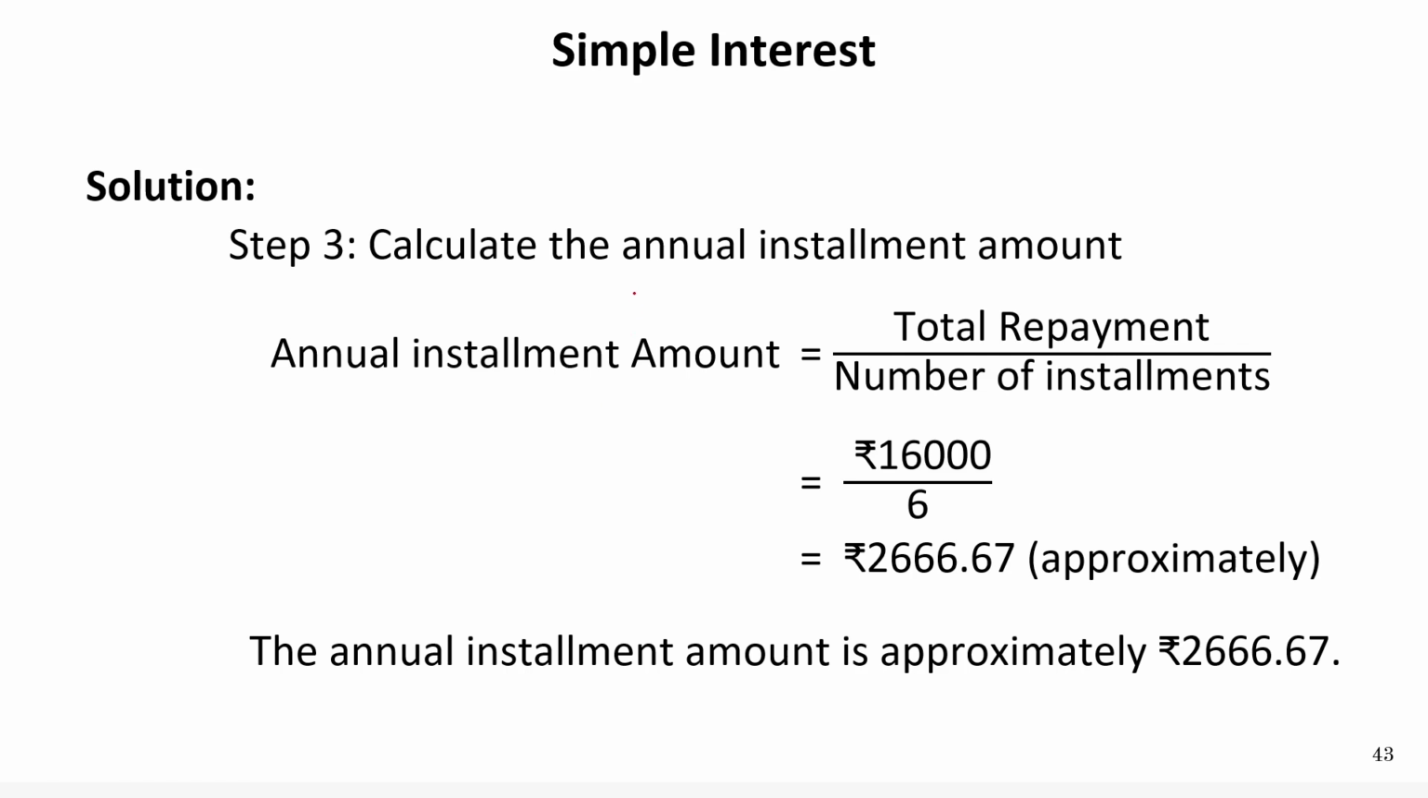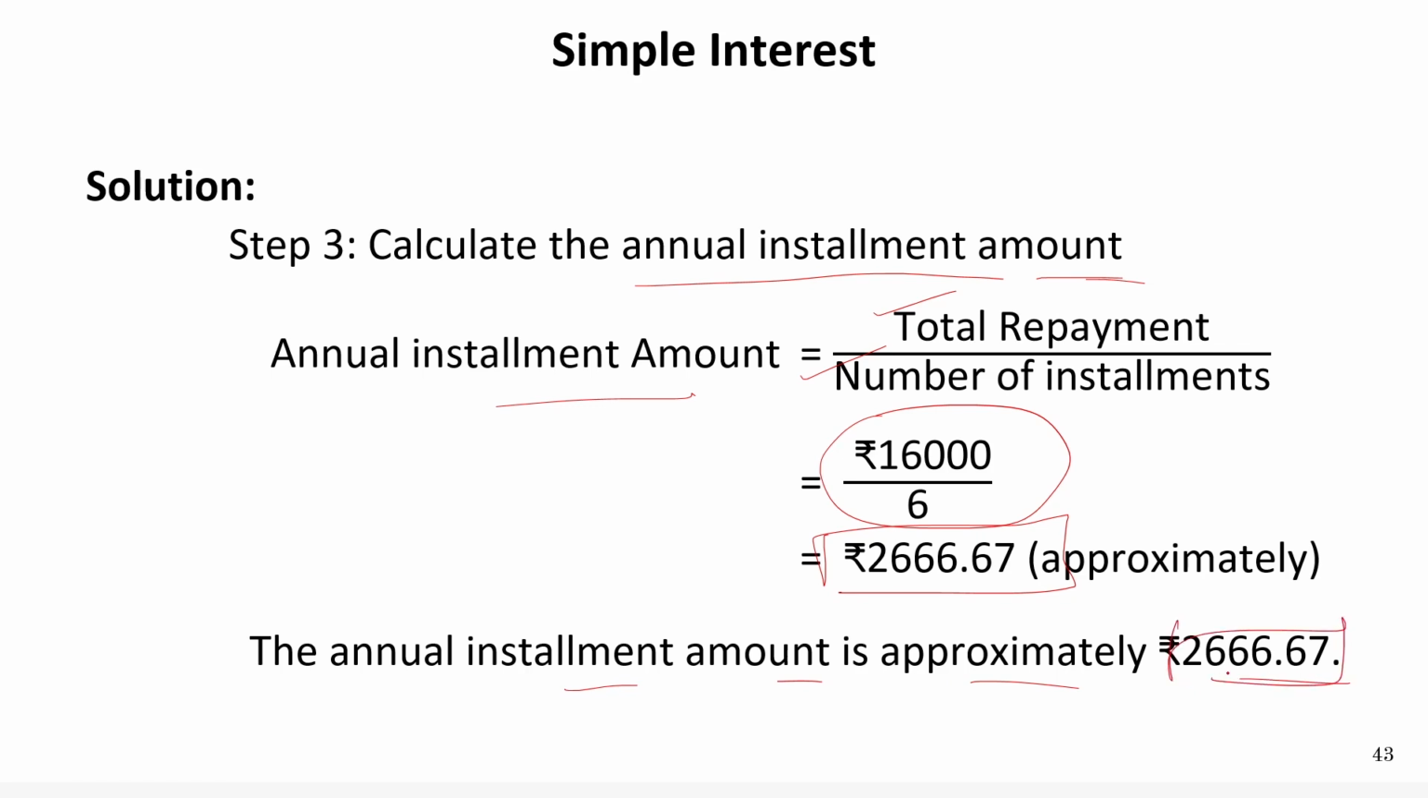So calculating the annual installment amount: it is equal to total repayment by number of installments, that is equal to 16,000 by 6. So 2666.67 approximately. So the annual installment amount is approximately 2666.67. Okay, this will be the correct answer.